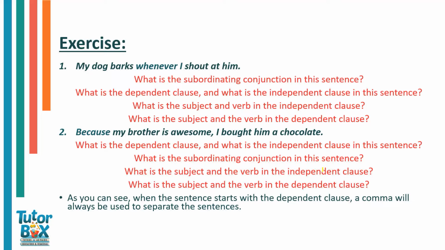So guys, for number 1, the subordinating conjunction in the sentence is whenever. The dependent clause would be this entire part of the sentence. The independent clause in the sentence would be this first part of the sentence, which is my dog barks.